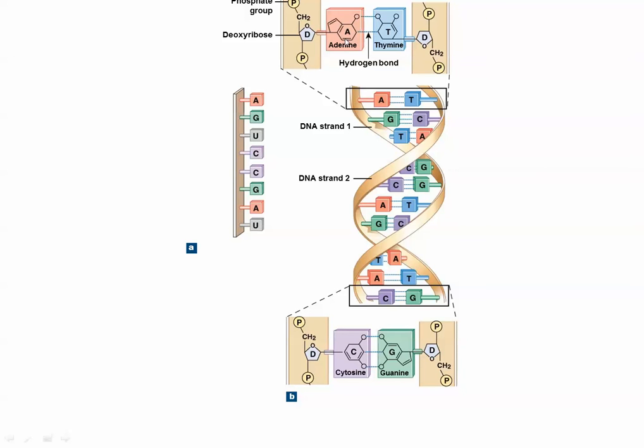And here we can see how adenine pairs with thymine and guanine pairs with cytosine. And you can see that this is a purine and this is a pyrimidine. This has the two-ring structure and this has the single ring structure.